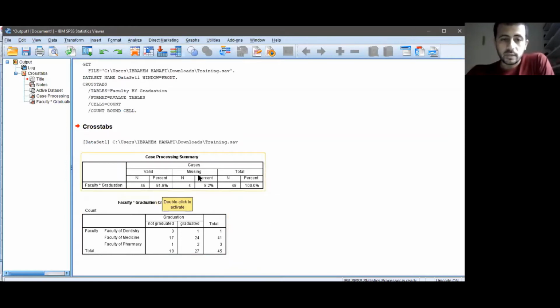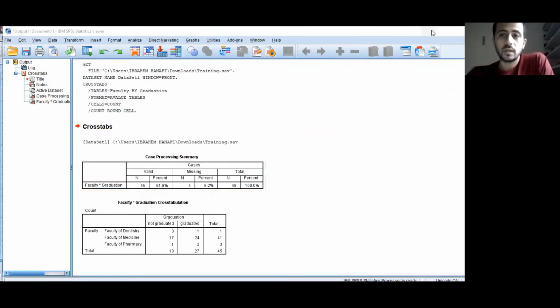Okay, what do we have in here? We have 4 missing data for this comparison, and we have 45 who are valid for this comparison. So this is a good table, but what are our options for that table?